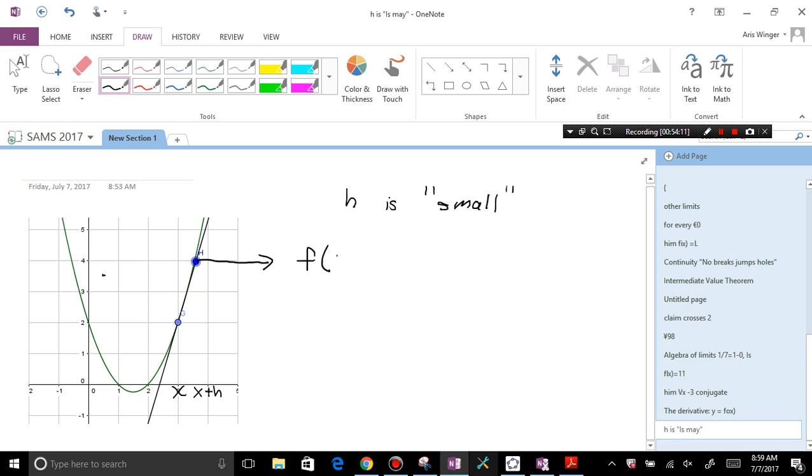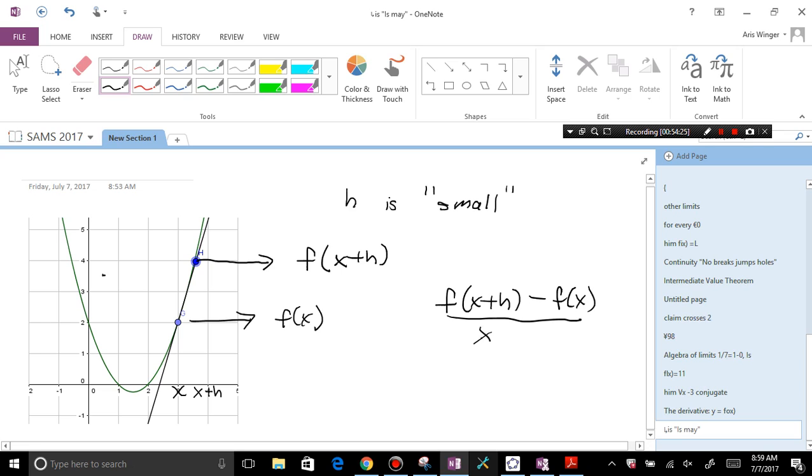So then, what is this y value? F of x plus h. This is f of x. The slope is therefore f of x plus h minus f of x all over x plus h minus x. Absolutely right, which is f of x plus h minus f of x all over h. And the intention is that if I want x plus h to go to x, that really means I need h to go to 0.